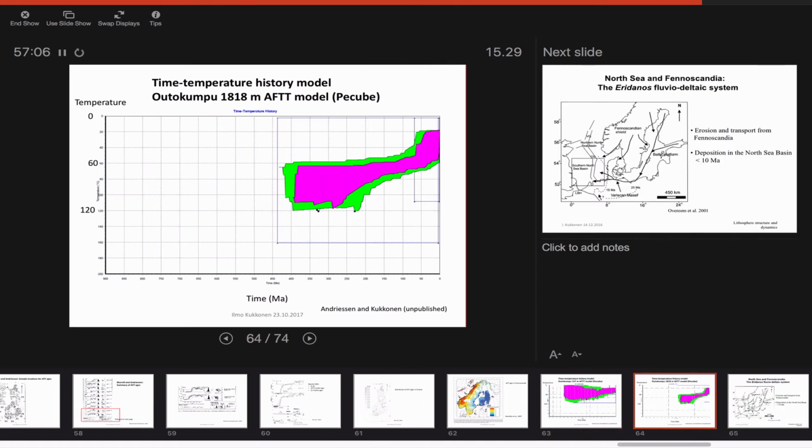But here, when we go to 1.8 kilometers and we are approaching a temperature of, let's say, maybe 35, 36 degrees, you can see that the results suggest that the sample has spent some time in the partial annealing zone and cooled below the partial annealing zone about 150 million years, 100 million years at least, and about 50 million years. So relatively recent. So now our sample is deep enough, and it seems to tell some sort of a story with this thermochronology.